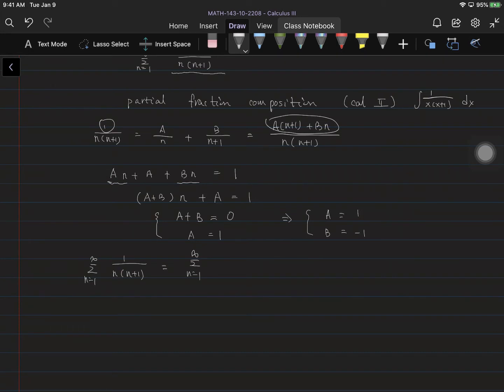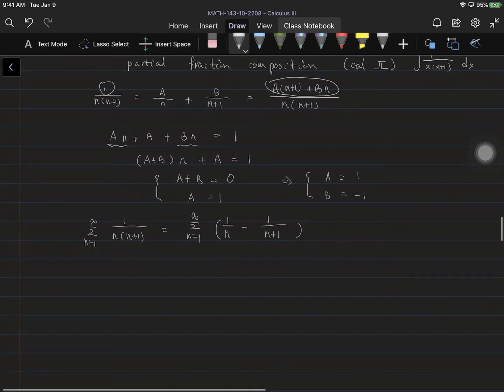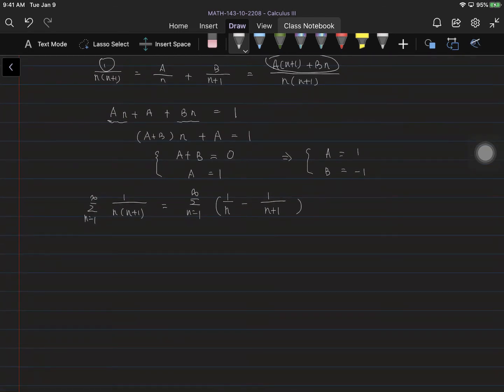So 1 over n minus 1 over n plus 1. This is our series after partial fraction, right? For this kind of telescoping series, we want to find our partial sum Sn. Okay, we do it a different way.